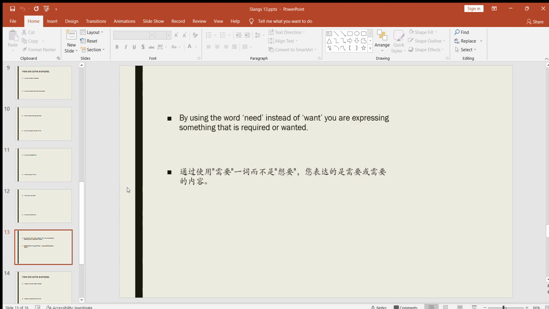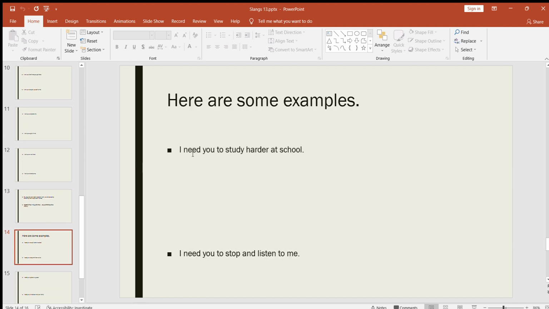Now look at the next slide and it says that by using the word need instead of want, you are expressing something that is required or wanted. First we were using want, but if you use need, then you are expressing something that is required or wanted. You are simply saying that something needs to be done or something that is required. Okay, now let's look at some examples.